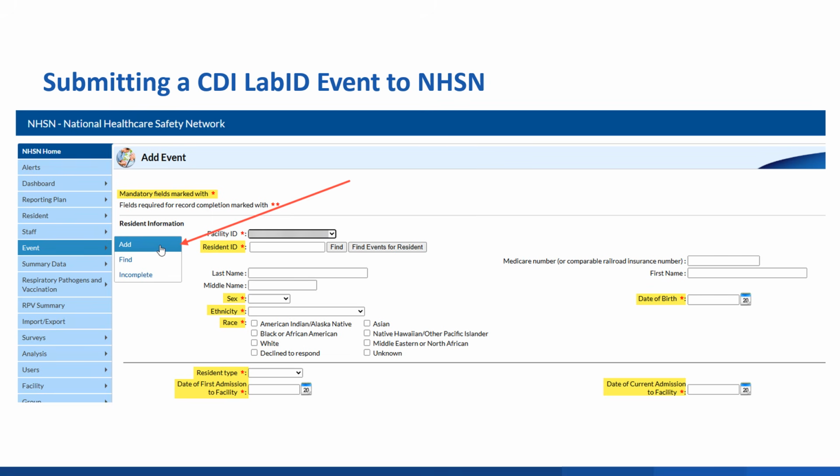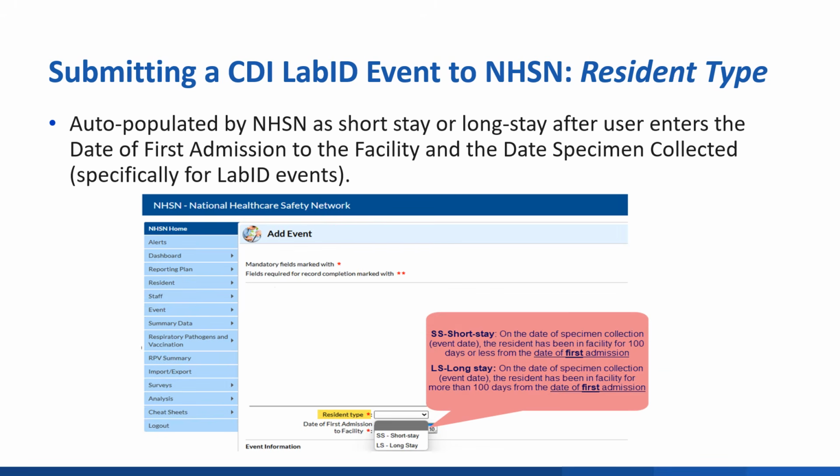Next, enter the resident information, being sure to complete every field with a red asterisk. A resident type must be selected as either short stay or long stay. A short stay resident is defined as being in the facility for 100 or less calendar days from the date of first admission into the facility. A long stay resident is defined as being in the facility for more than 100 calendar days from the date of first admission.